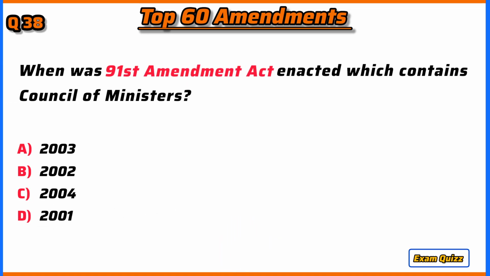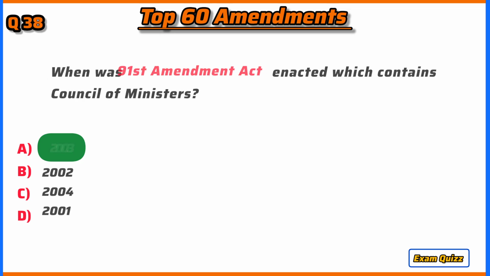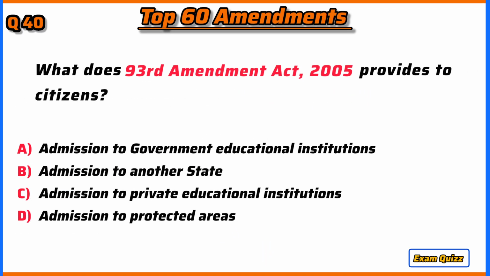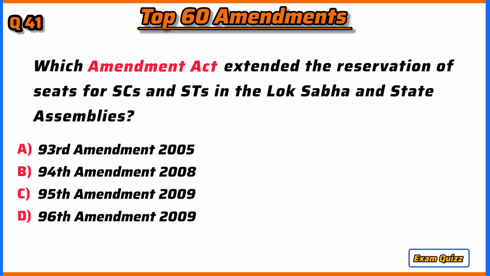When was the 91st Amendment Act enacted, which contains the Council of Ministers? Bodo, Dogri, Maithili and Santali were added to the 8th Schedule by which Amendment Act? What does the 93rd Amendment Act 2005 provide to citizens? Which Amendment Act extended the reservation of seats for SCs and STs in the Lok Sabha and state assemblies?